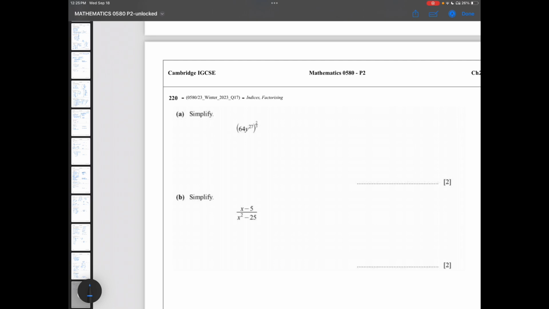Simplify 64 y to the power 27, whole power 2 upon 3. So we know that the 2 upon 3 power is being applied to both 64 as well as y. So this will be 64 to the power 2 upon 3 multiplied by y to the power 27 to the power 2 upon 3.